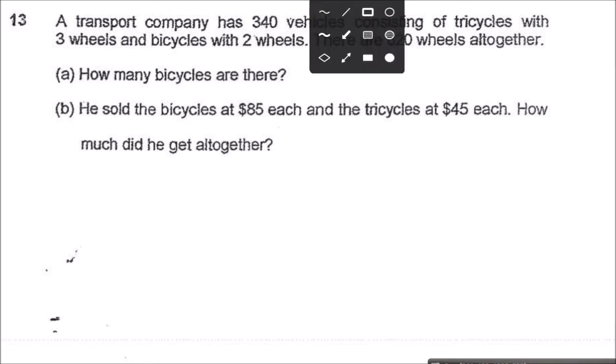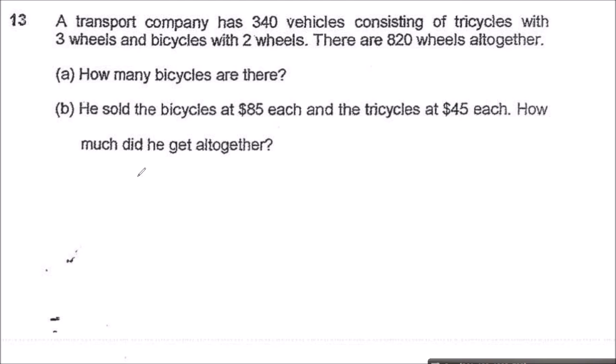So guys, for such a question, what we need to do is this. There are 340 vehicles, right? So we have to basically find out how many tricycles and how many bicycles there are. And each bicycle has 2 wheels and each tricycle has 3 wheels. And altogether, there are 340 vehicles. And we also have the total number of wheels. So the total number of wheels will be 820 wheels.